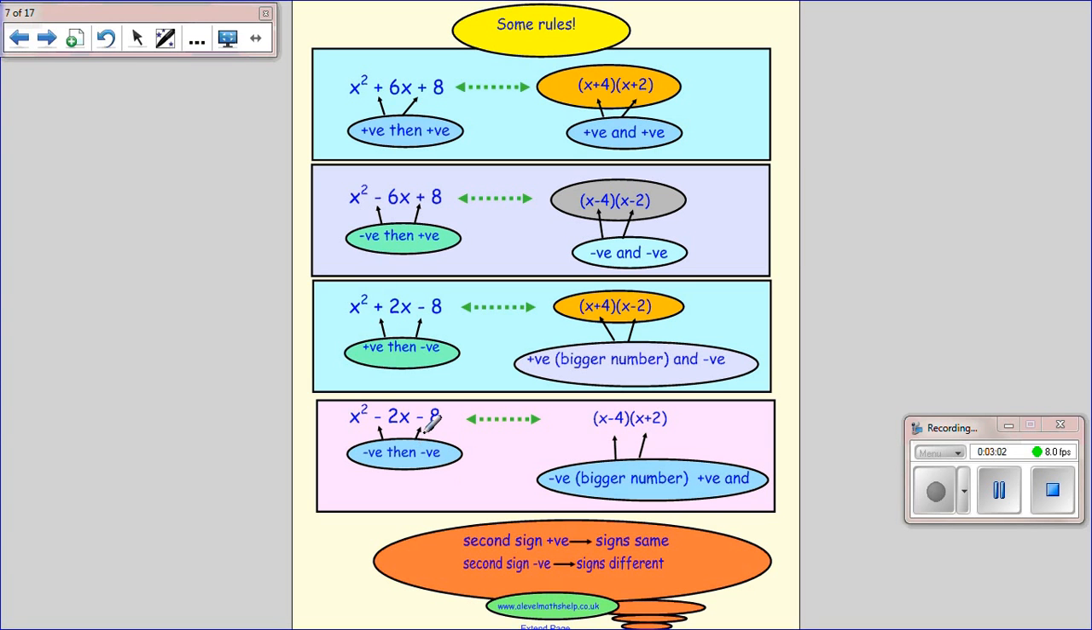And then on this one, we've got the minus 8, so we've got a minus and a plus. Which is going to win, the plus or the minus? The minus wins, so the minus must have the bigger number. So that goes with the minus 4. So if the second sign is positive, that means both of our signs must be the same. And if the second sign is negative, the signs are different.